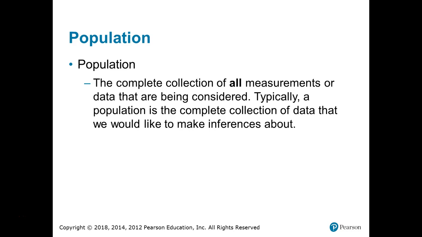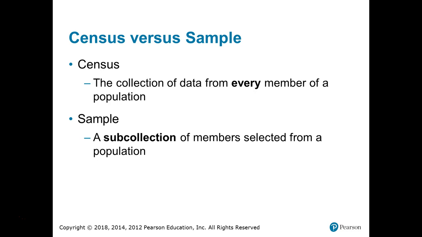So, for example, when we talk about population, it might be the entire population of the United States. It could be every male in New Jersey. It could be every female at Middlesex Community College. It's talking about the entire group as a whole. Whereas a sample is a sub-collection of members from a population.